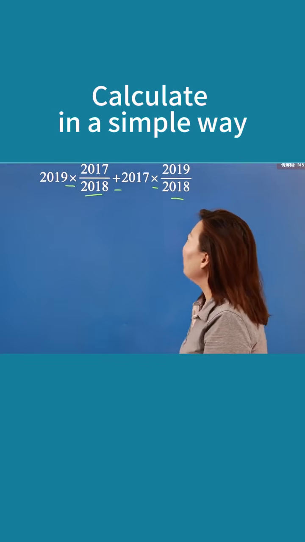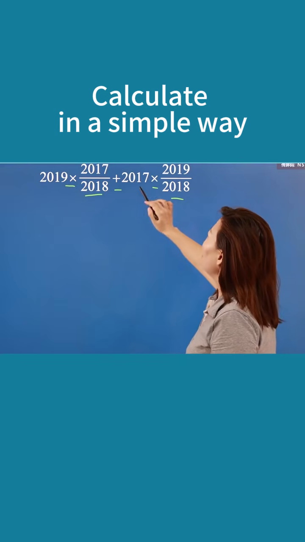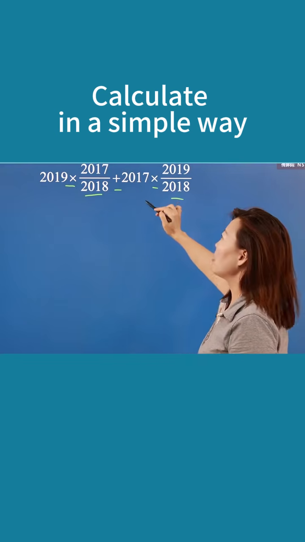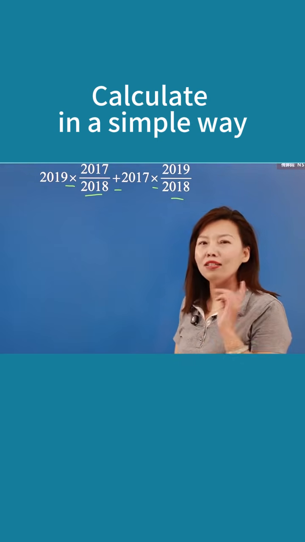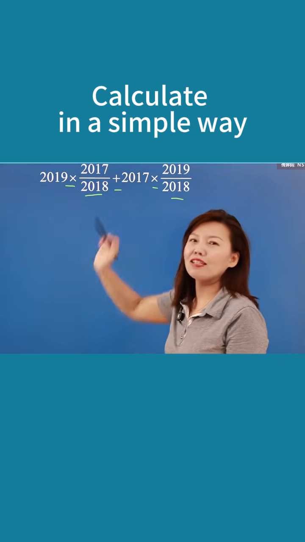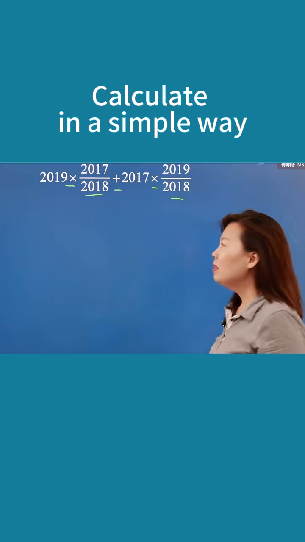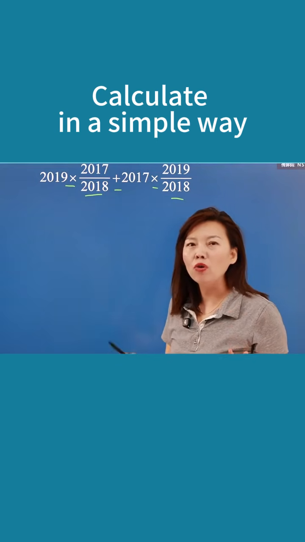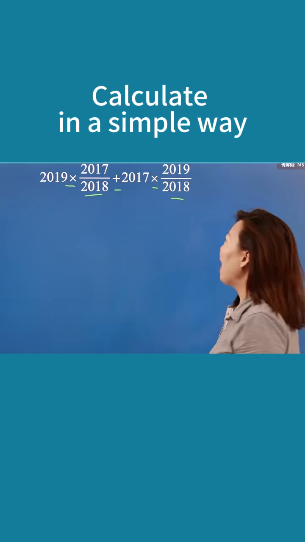Now, for the second method, I can swap the positions of 2017 and 2019. Have I created a common factor, which is 2017 over 2018? All right, those are the two methods. Today, I won't be teaching either of these two methods. Instead, I'm going to teach you another way to observe this.